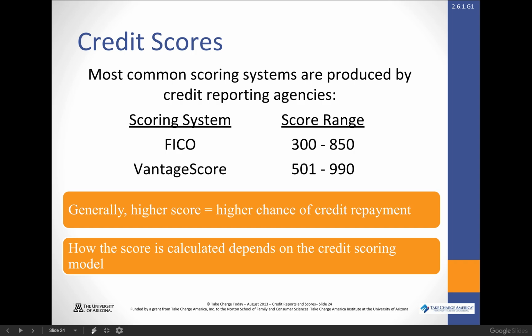The higher your credit score, the more trustworthy you are. So the higher your credit score, the more likelihood that you will repay the loan or the type of credit that you have borrowed. And again, how the score is calculated is going to depend on each of these different scoring systems, as well as the personal information that is shared with the CRA.